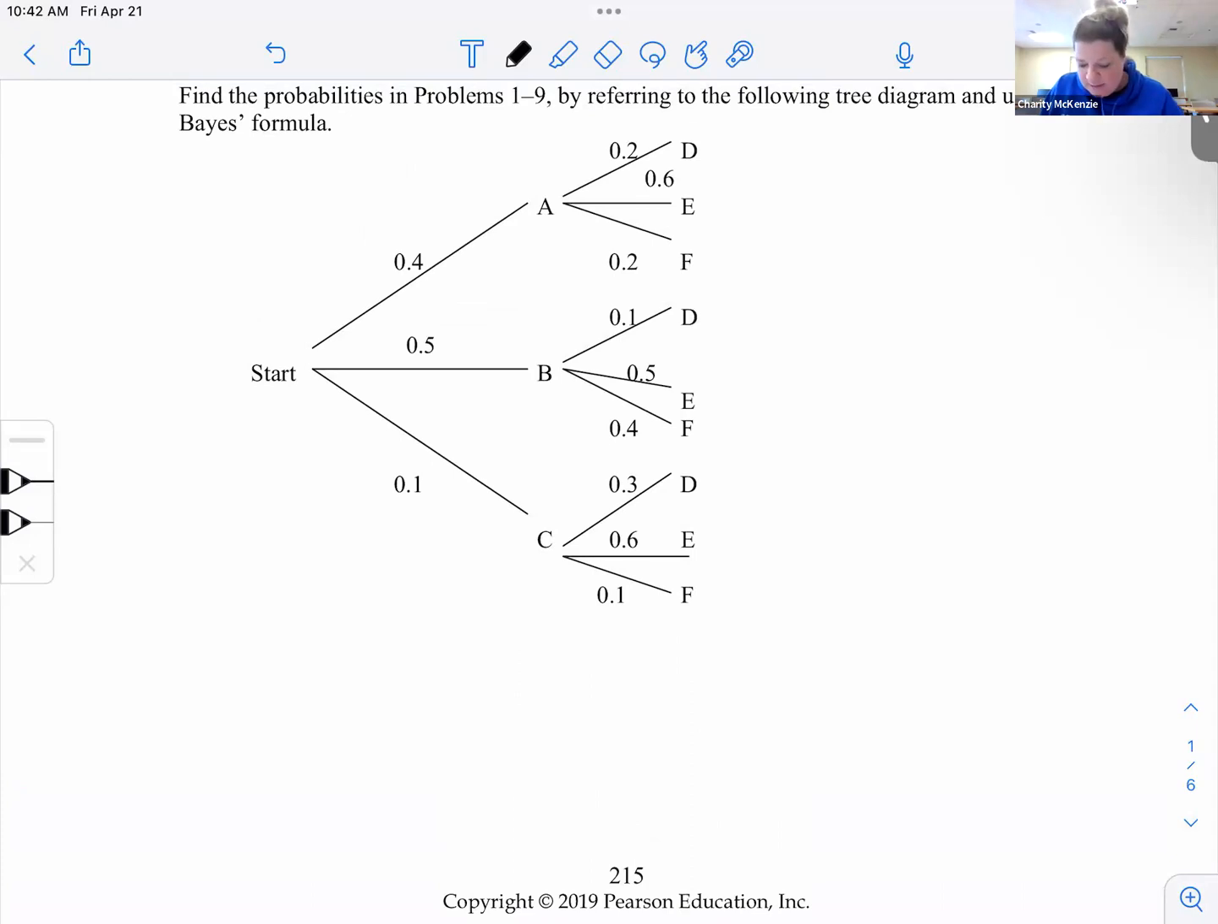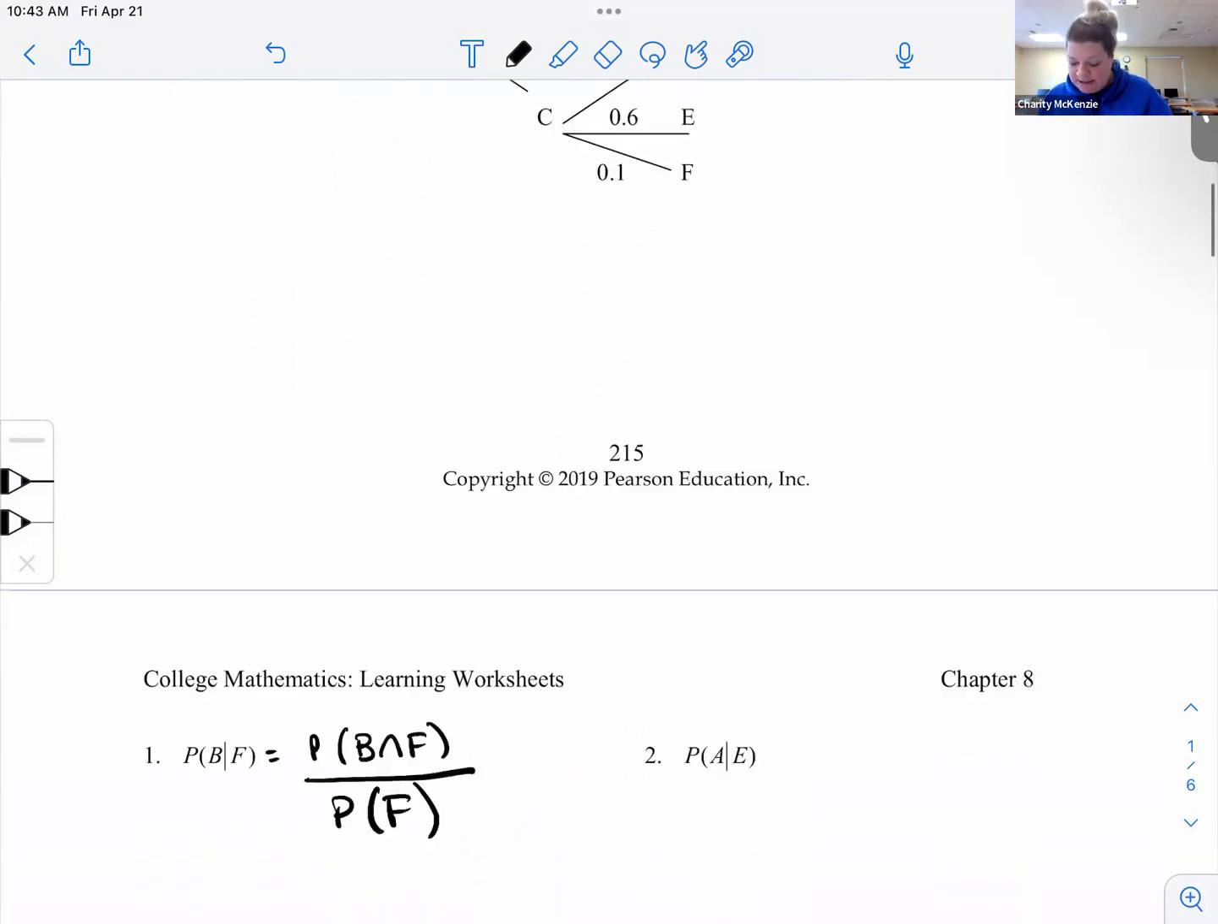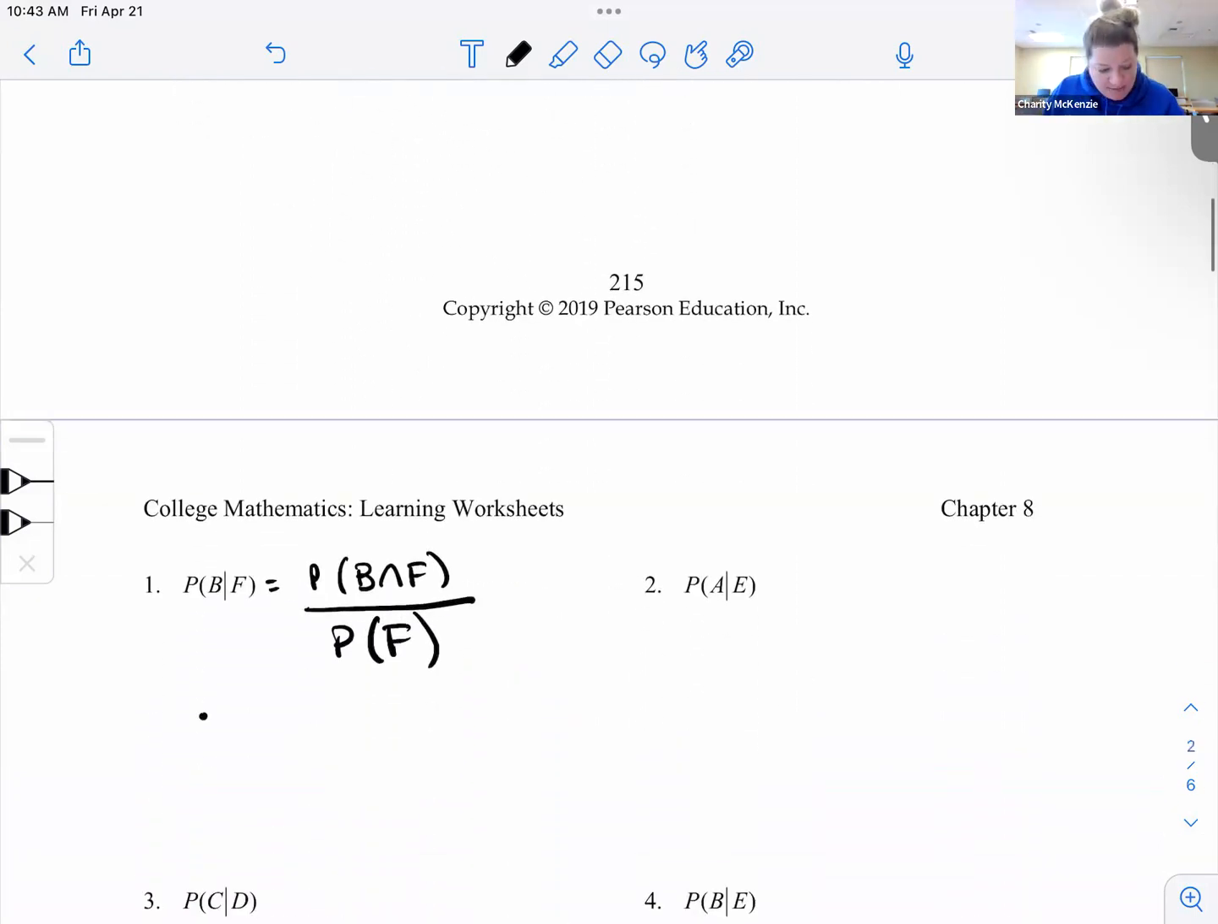So B given F. If we go up here and look at this, B has the 0.5, right? And then out to F has a 0.4. So the probability of B and F is timesing those two probabilities. That branch is going to be times together. So we would have the 0.5 and the 0.4 for the top one. That's where they both are, and we times them.